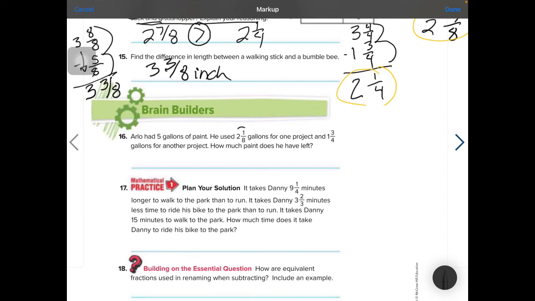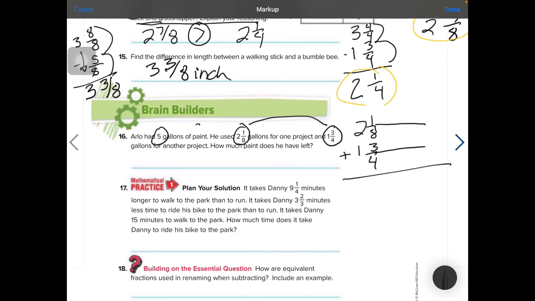Brain builders. Arlo had 5 gallons of paint. He used 2 1/8 gallons for one project and 1 3/4 for another. How much paint does he have left? Okay, so we need to add these two numbers, then we need to subtract it from 5. So 2 1/8 and 1 3/4. There's a couple different ways you can do this, but this is the way that's easiest for my brain. Make sure I get the sign right there. They are not common denominators, like fractions, so we need to turn it into like fractions. 4 will go into 8 twice.